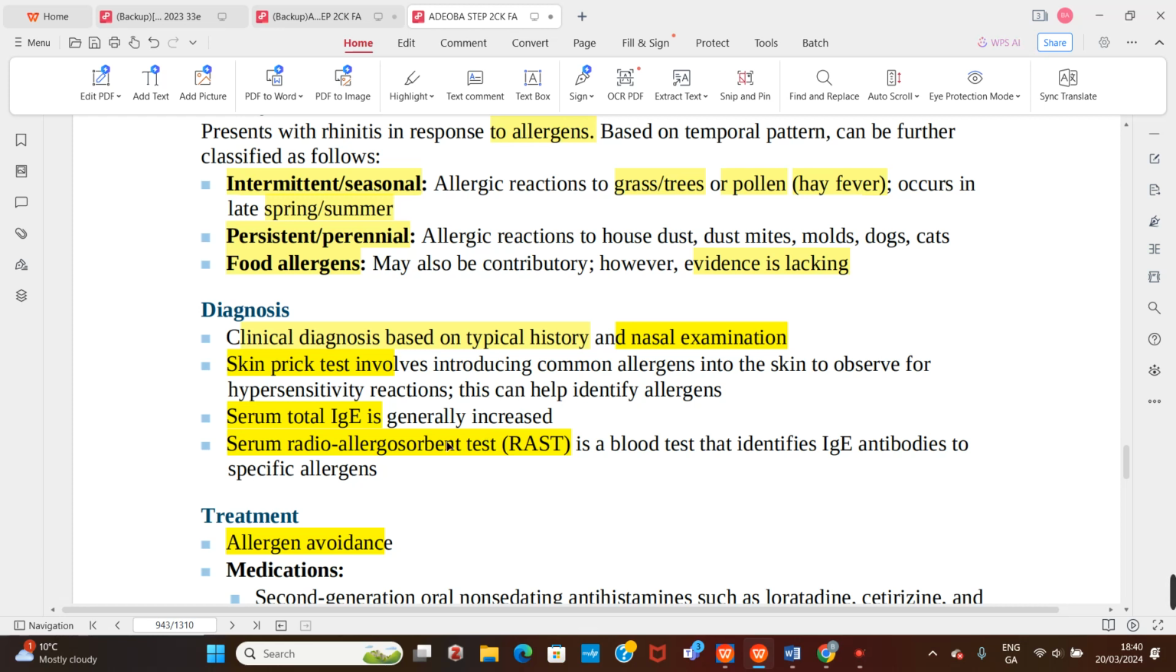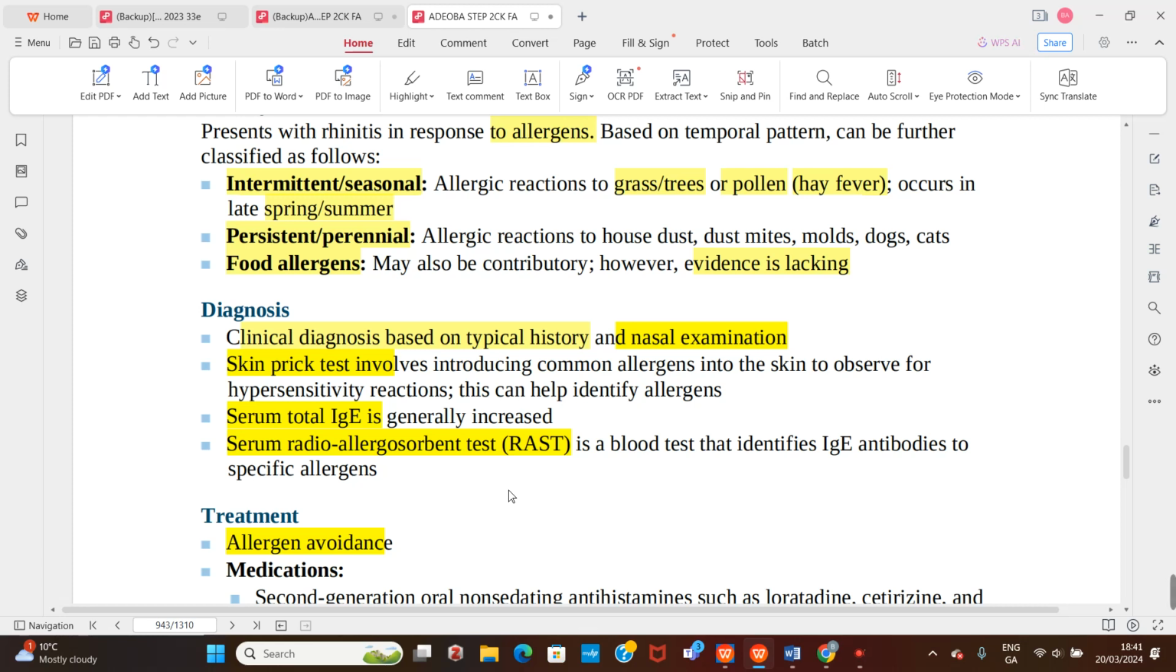Then you also measure your total IgE. We can see that the investigation follows what we do in allergic bronchopulmonary aspergillosis. Everything is similar. You do your skin prick test, you measure your total IgE at the end of the day. Then you do your serum radioallergosorbent test. This test is just to identify specific antibodies to some allergen.